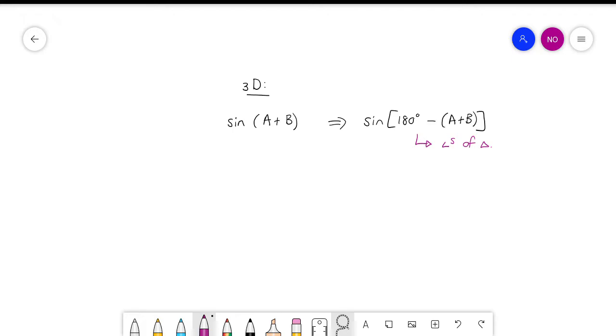You got it in terms of 180 degrees minus the other two given angles.